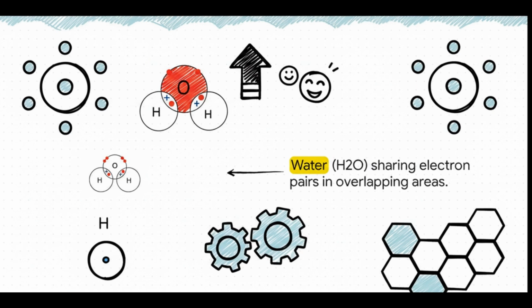It shares one pair of electrons with a hydrogen atom on the left and another pair with a hydrogen atom on the right. Notice how the shared electrons, represented by one dot and one cross, sit perfectly inside those overlapping circles? Thanks to this clever sharing, the hydrogens get their full shell of 2, and the oxygen gets its full shell of 8. Boom, everyone's stable.